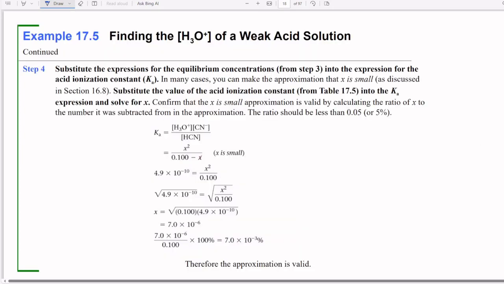So what we have here is our equilibrium row put into our K expression as products over reactants. The products of this reaction were H3O plus and cyanide, and the reactant was hydrogen cyanide, which is a weak acid. Now we plug in what those variables were from our equilibrium row, and that gave us X times X, because the H3O plus was X, the cyanide was X, and the HCN was 0.100 minus X. And so that gives us X squared over 0.100 minus X.